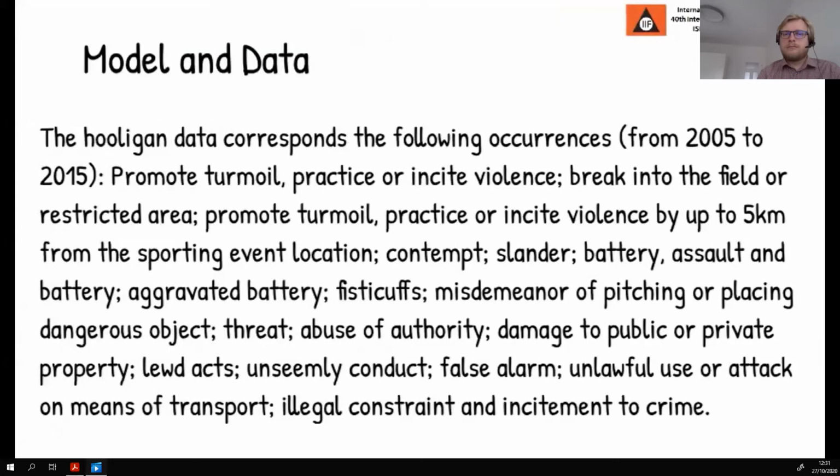or loses. The hooligan data corresponds mainly to types of violence, such as assault and battery, contempt, fisticuffs, but we also have some other misdemeanors in the data, such as abuse of authority, slander, lewd acts, among others.